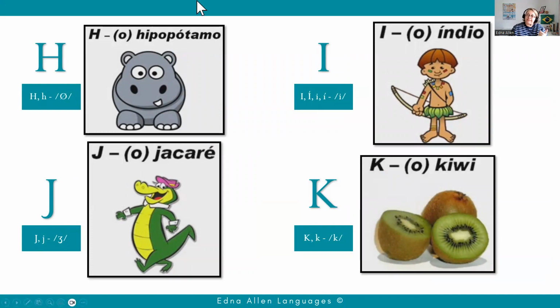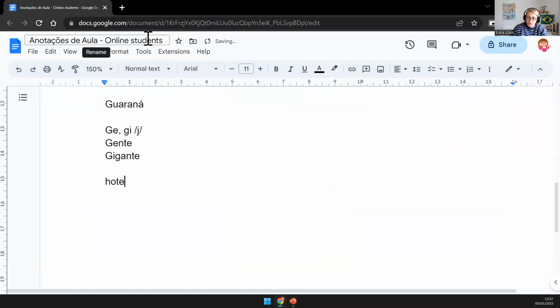Letra H. So this letter we call H. And you see that that letter has no sound. So if you put that H with an A, E, I, O, you will pronounce that vowel, not the H. Like here we have o hipopótamo. Certo? So how do you think we should pronounce the word hotel? Hotel.